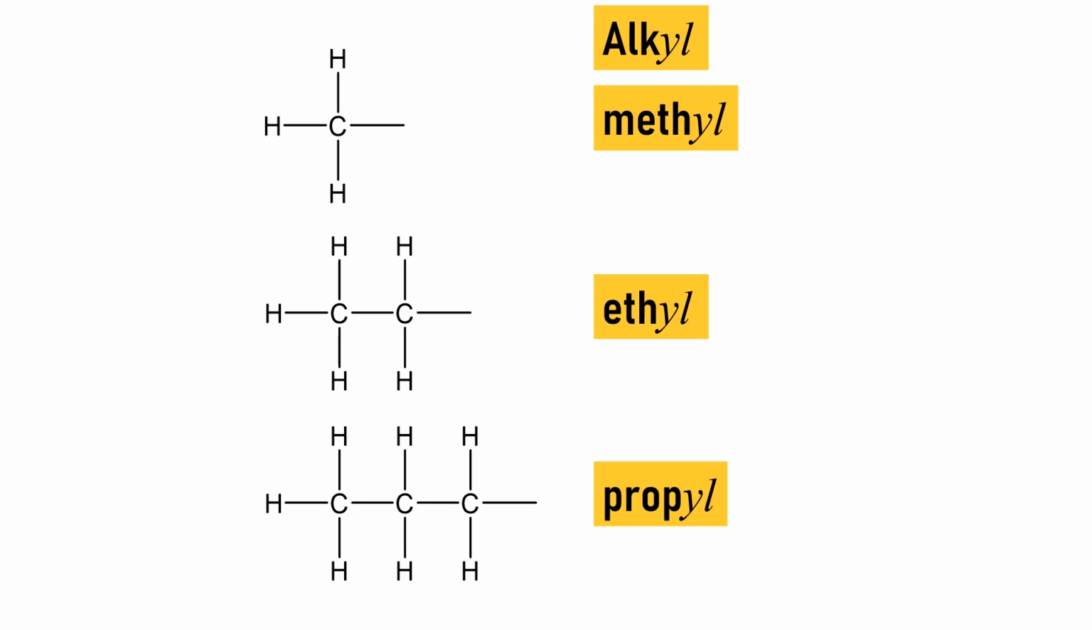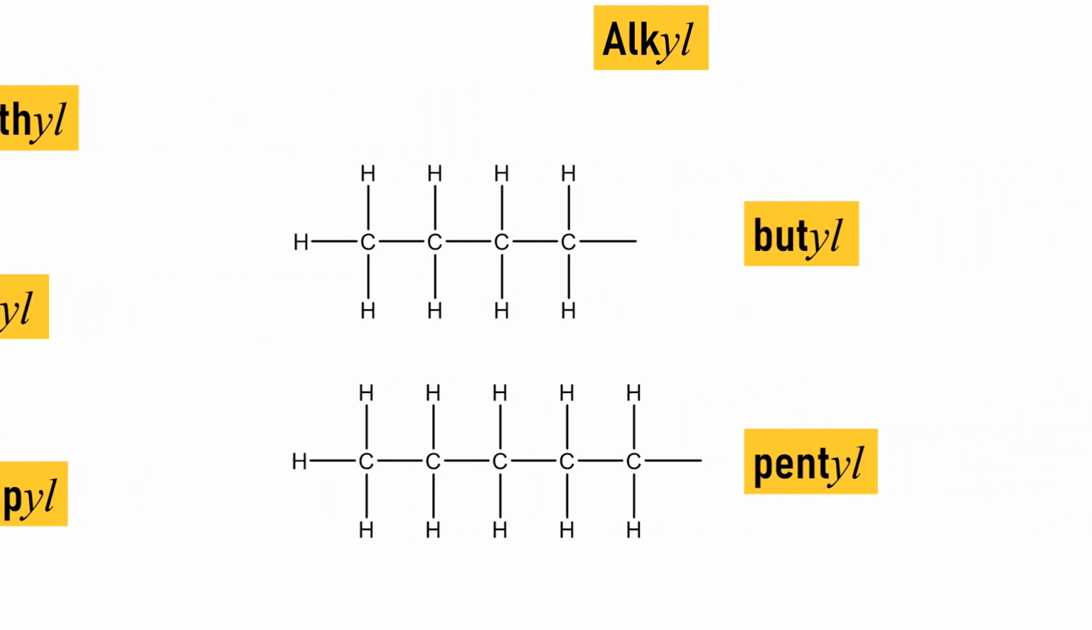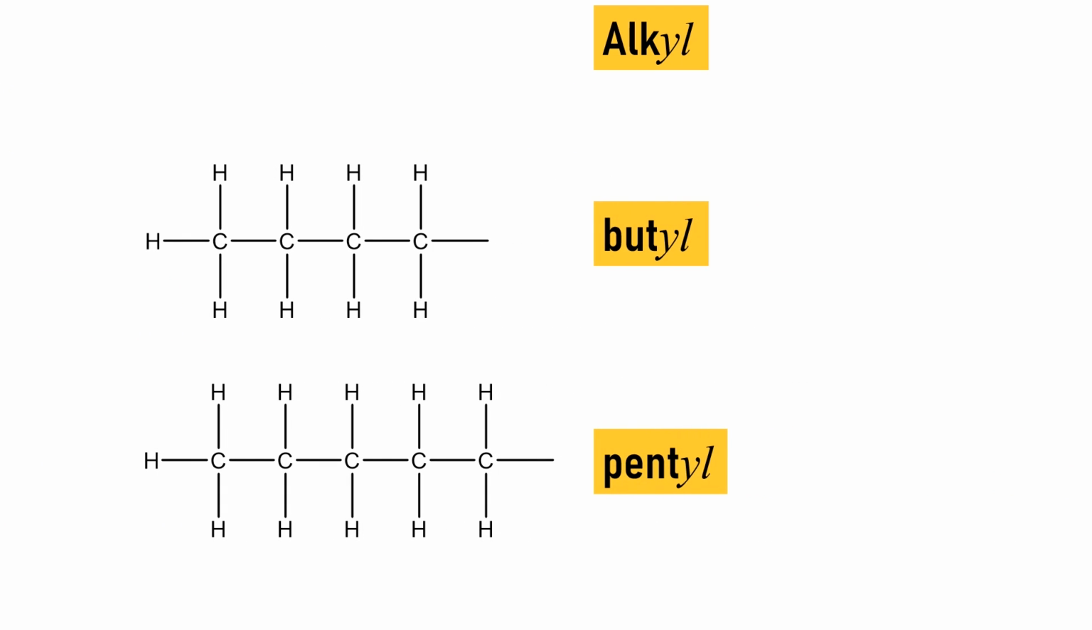Now, imagine removing one hydrogen atom. These are now called alkyl groups. Notice the suffix change: methyl, ethyl, and propyl. Here are the 4 and 5 carbon alkyl groups, butyl and pentyl, respectively.